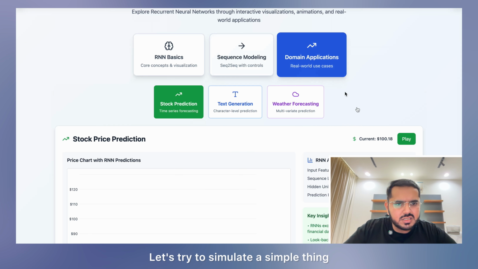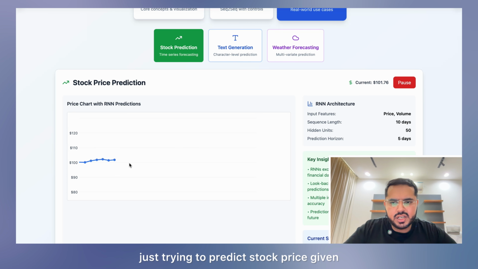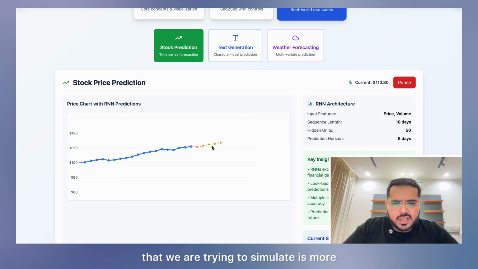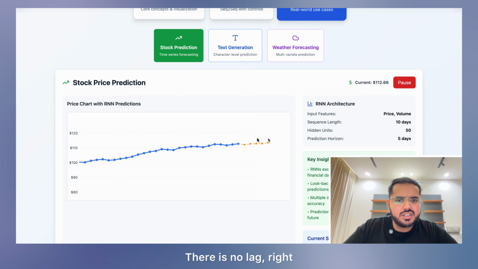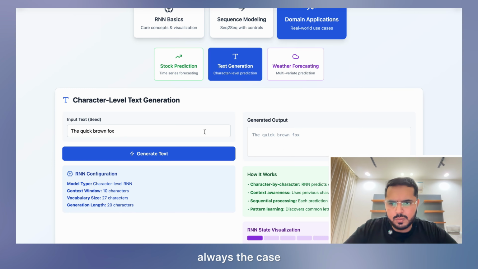Let's try to simulate a simple thing. What we're trying to do is predict stock price given the past 10 days of data. So given 10 days, it predicts the 11th. Here the RNN that we are simulating is more or less perfect. There is no lag. It is helping us trace very nicely, which is not always the case.